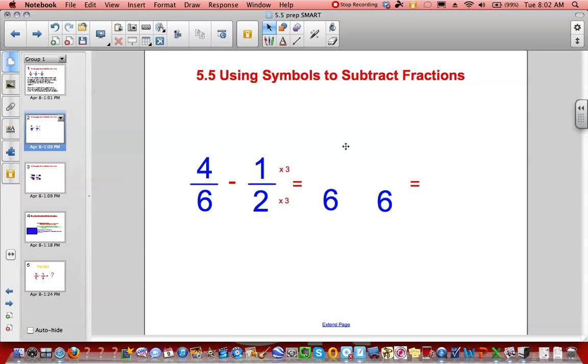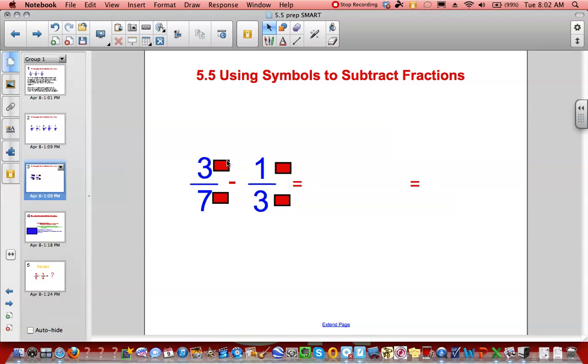We can do that to the second fraction. When we multiply the bottom, we have to multiply the top by the same number. 2 times 3 is 6, and 1 times 3 is 3. So 4 over 6 minus 1 over 2, with a common denominator, would be 4 over 6 minus 3 over 6. And then once you do that subtraction, you end up with 1 over 6. And that's as small as that fraction can go.